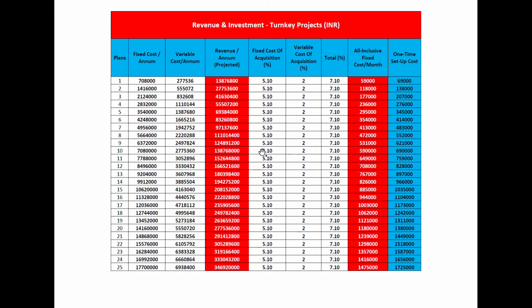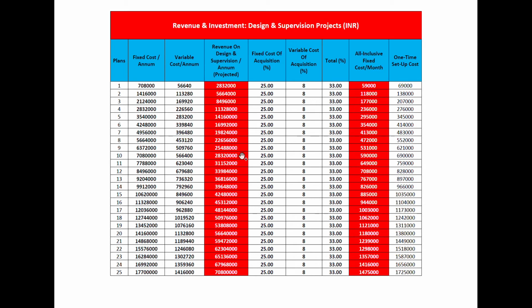So now let's have a look at the design and supervision projects. There will be a lot of projects where you get only design and supervision as part of the entire participation. So here also your entire cost of, for example, suppose your monthly investment is about 59,000. The revenue that you're going to make in only design and supervision will be roughly about 28 lakhs per annum.